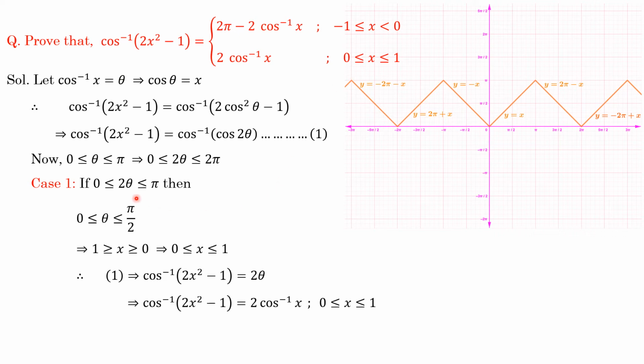That means this is the relation for this branch. Again we take the next branch. I already told you from 0 to pi. Now I will go from pi to 2 pi, and from pi to 2 pi, if we remove the cosine inverse and cos, then it will be 2 pi minus 2 theta. Okay, so we take the next screen.